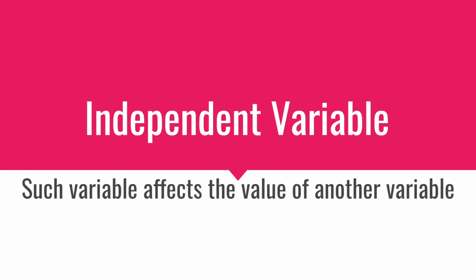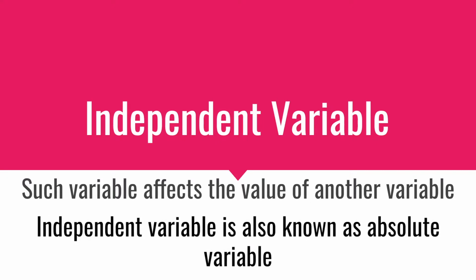Now, what is an independent variable? The variable whose value affects the value of another variable is called the independent variable. Such a variable affects the value of another variable. Generally, the effect of such a variable on another variable is measured or studied during a research study. The independent variable is also called the absolute variable.